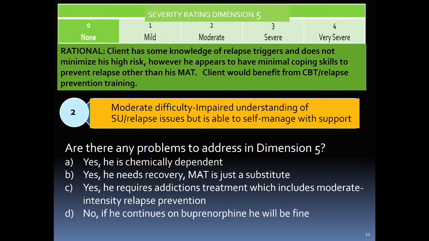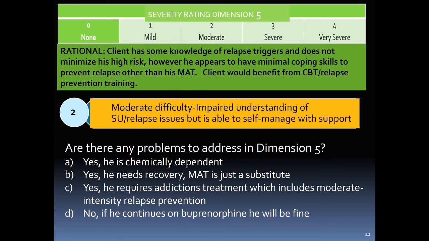So in this dimension, it would be most accurate to rate Mr. Doe with a 2, moderate difficulty, impaired understanding of substance use relapse issues, but is able to self-manage with support. And the question, are there any problems to address in Dimension 5? A, yes, he is chemically dependent. B, yes, he needs recovery. MAT is just a substitute.